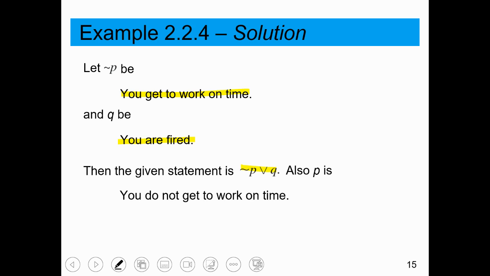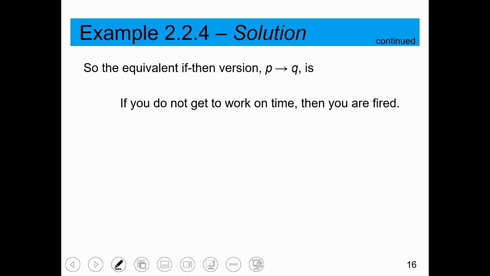Okay, so P is you don't get to work on time. So in the if-then version, P implies Q is: if you do not get to work on time, then you are fired. And so the purpose of that little exercise is, if you have a statement and it's not in if-then form, in order to proceed with logic, it's often helpful to reframe your sentence, reword it in an if-then form, so that it's a P implies Q situation. And that is sometimes harder than it seems.